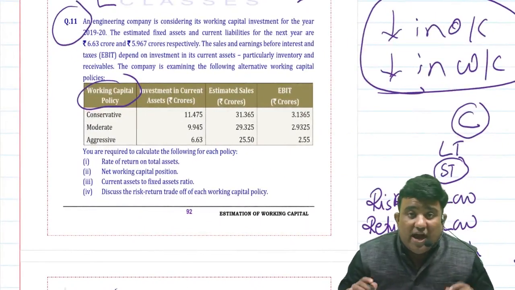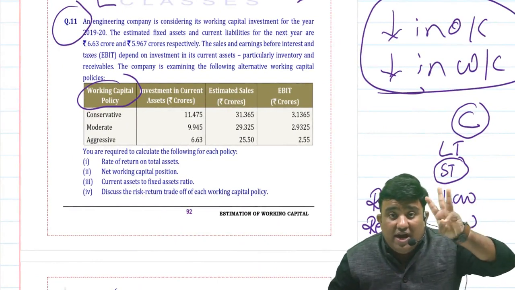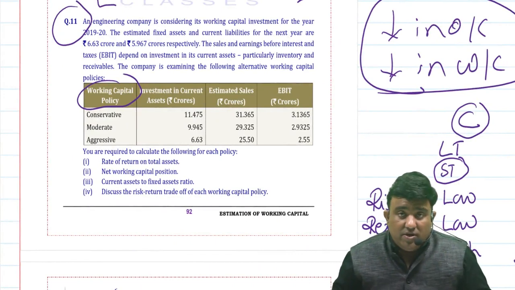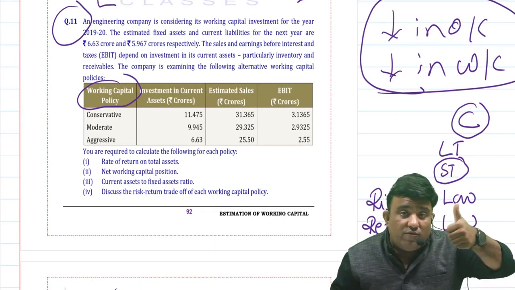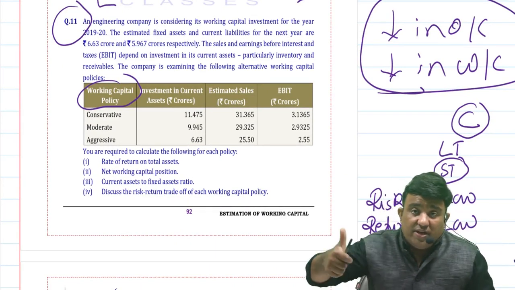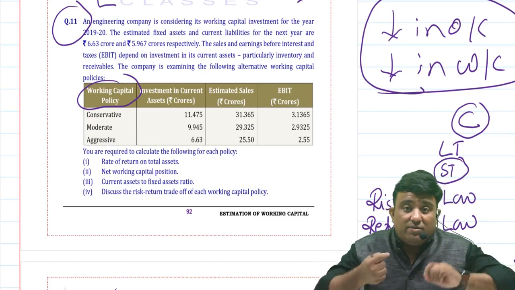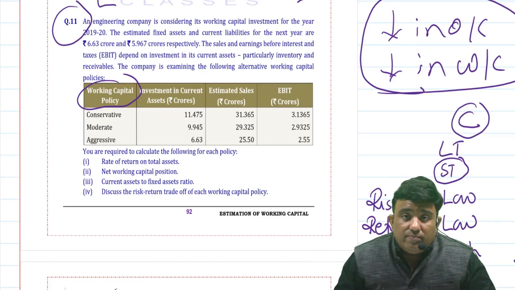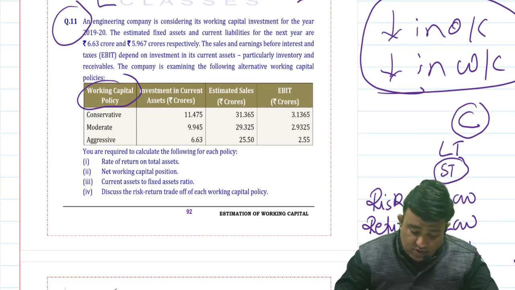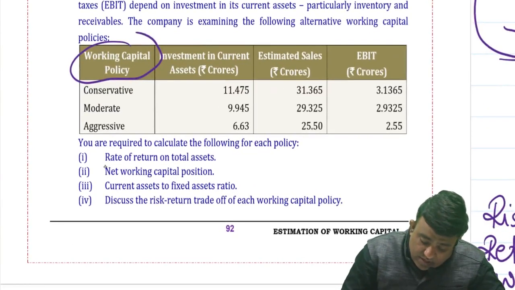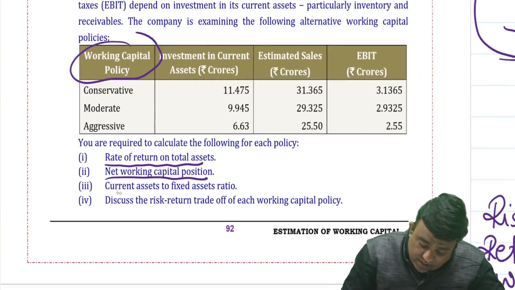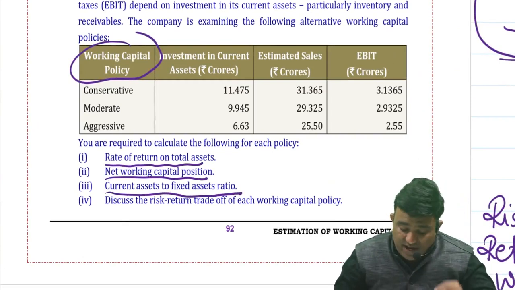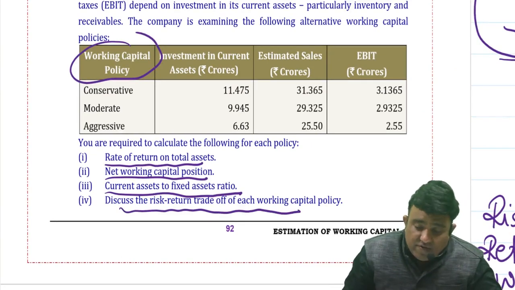Student, you have to guide the company about three approaches and let the company take a call which approach they are most comfortable with. If the company is conservative, they might go for conservative approach. If the company is aggressive, they might go for aggressive. And if the company is moderate, they might go for a moderate approach. Clear, everyone? Come back to the answer. Here you have to calculate three policies, and for all the three policies, you have to calculate the three ratios, and depending upon that, discuss risk return trade-off, which I've already guided.